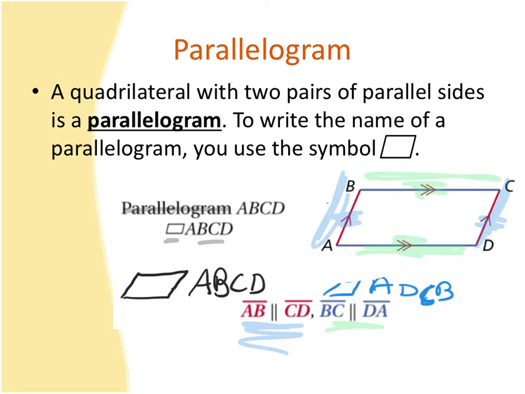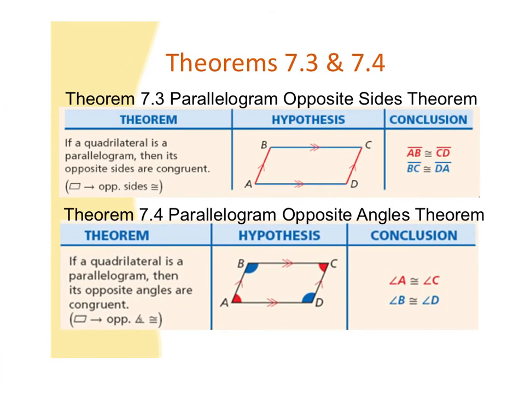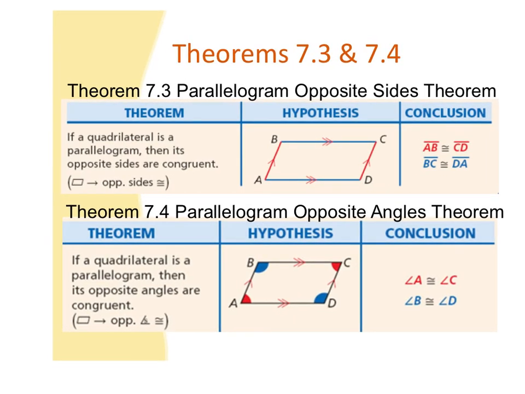Okay, so now let's go on and learn two theorems about parallelograms. These are still properties, but now they're officially presented as a theorem. So the first one, again, the number is not important. If you want to memorize the name, it's the parallelogram opposite sides theorem. And what this theorem states is if a quadrilateral is a parallelogram, then its opposite sides are congruent.